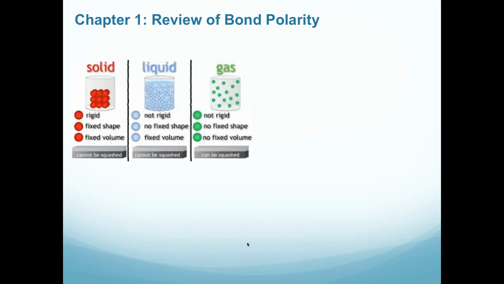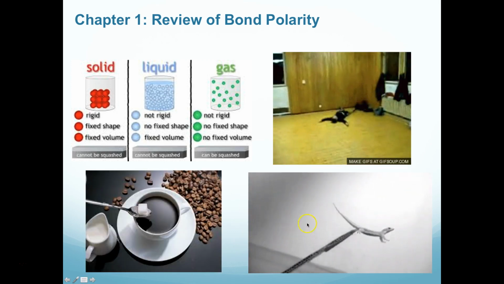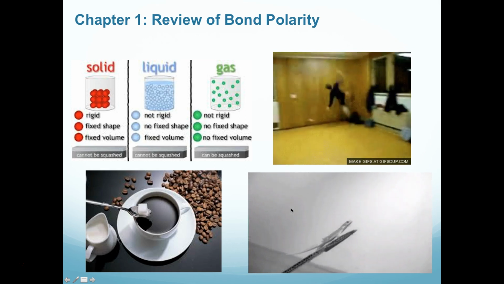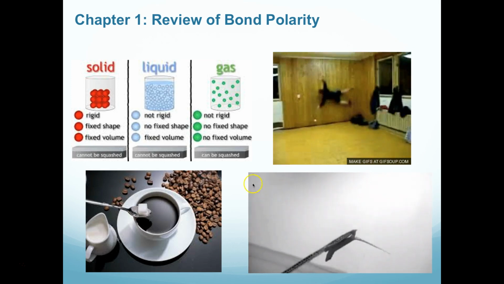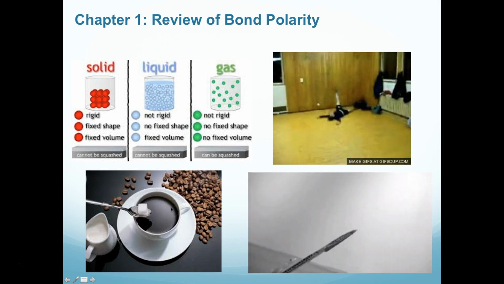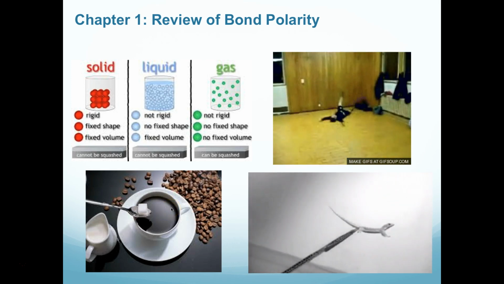So why we have solids, liquids, and gases, why we have differences in physical properties like melting points and boiling points. It all comes back to polarity. Why this guy, no matter how hard he tries, cannot jump through this wall, why a gecko can walk up a wall, and then everyday things like why sugar dissolves in coffee. All this comes back to basic bond polarity.